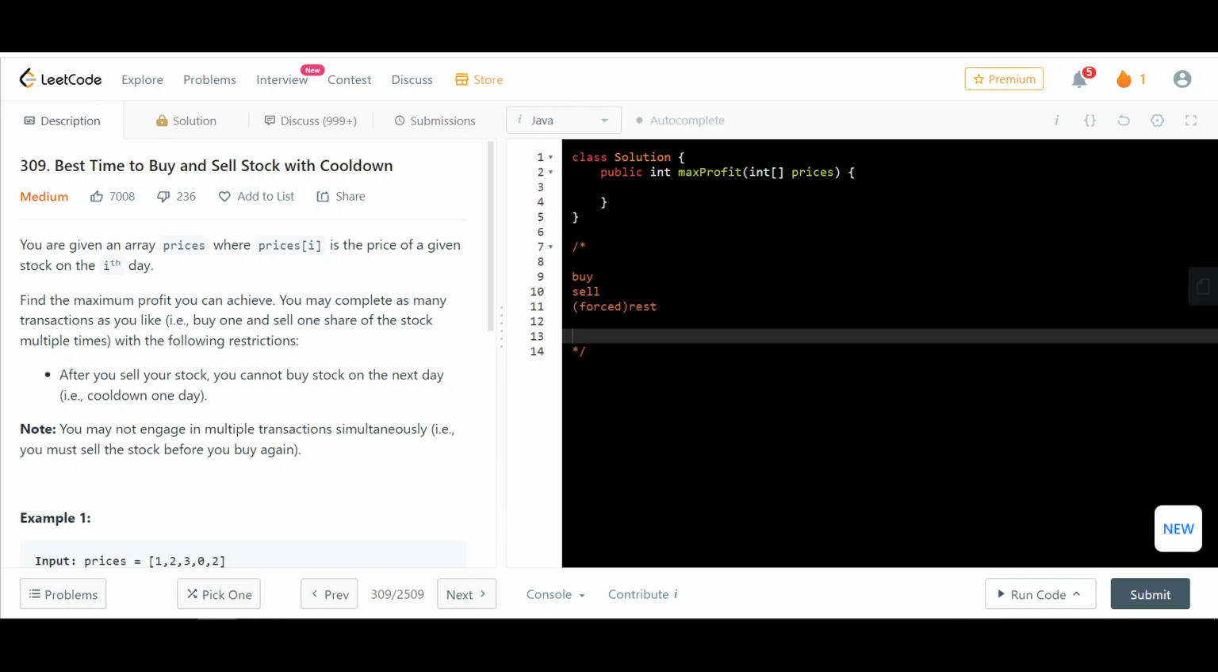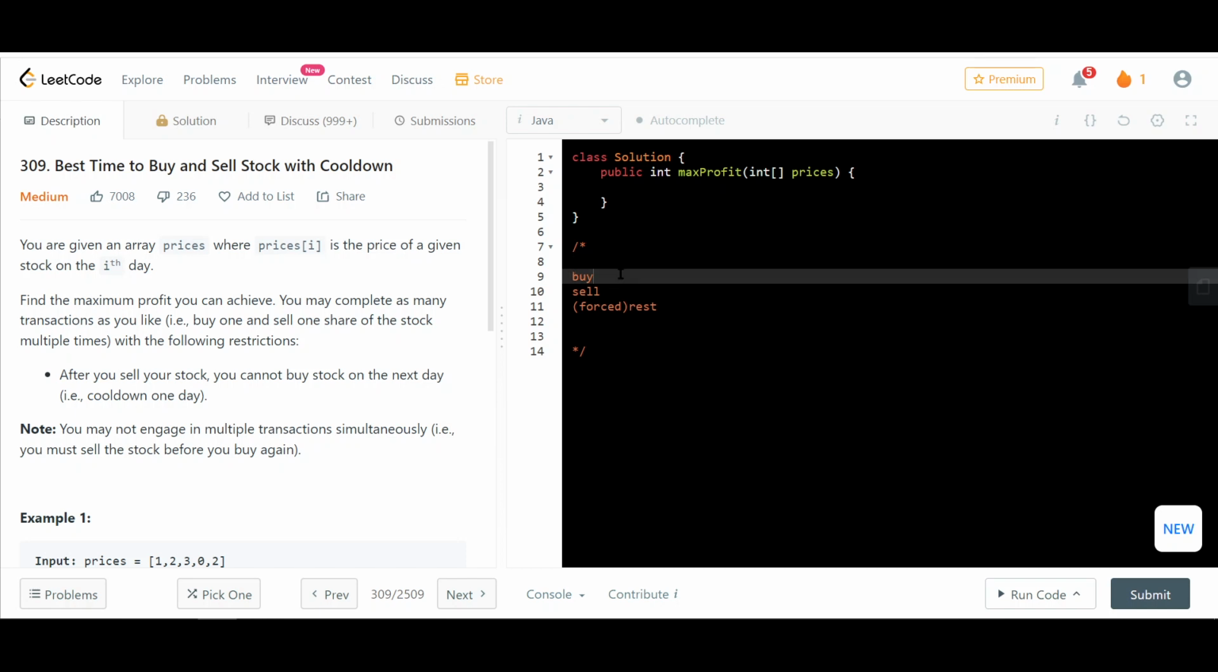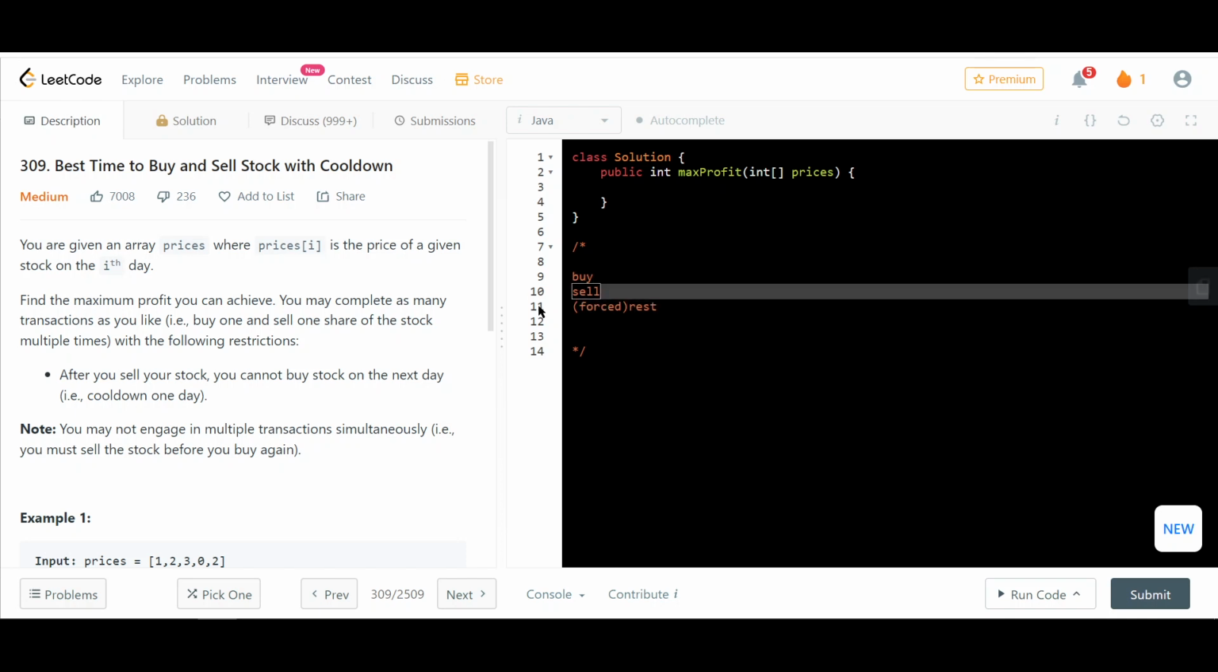So how do you do that? When does this happen? After you sell, you have to do a forced rest. And then you can buy, either at the beginning or after the rest, right? And after you buy, you can sell anytime, right?